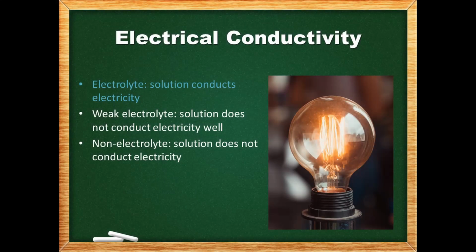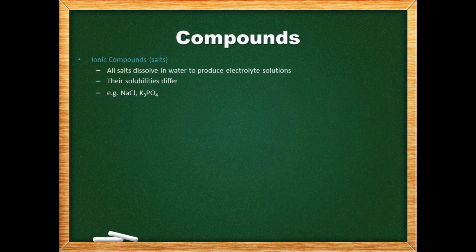An electrolyte solution conducts electricity. A weak electrolyte solution does not conduct electricity well, while a non-electrolyte solution does not conduct electricity at all. Electrical conductivity requires the presence of ions in solution, and the more ions present, the greater the electrical conductivity. Salts are ionic compounds and all dissolve in water to produce electrolyte solutions, though their solubilities differ.